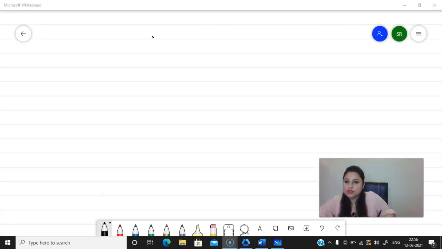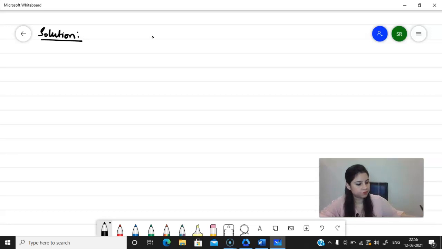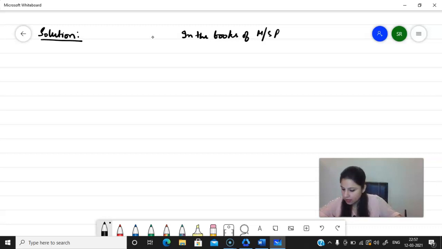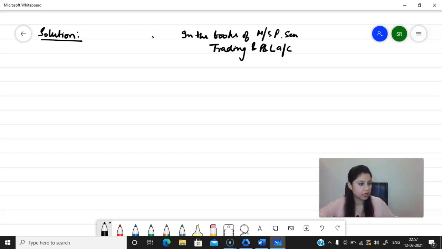So starting with the solution, in the books of Messrs. P, trading and P&L account. However, we are mentioning it as trading and P&L account, but we are only drafting in this particular question as we have only been given the information related to trading account. So we are only drafting the trading account here.